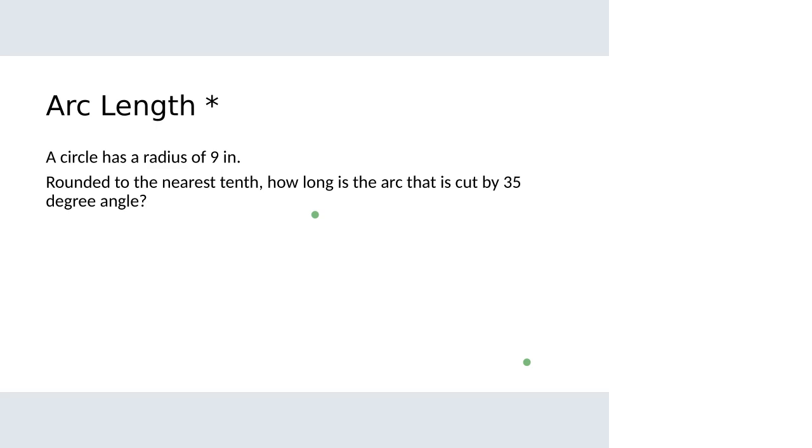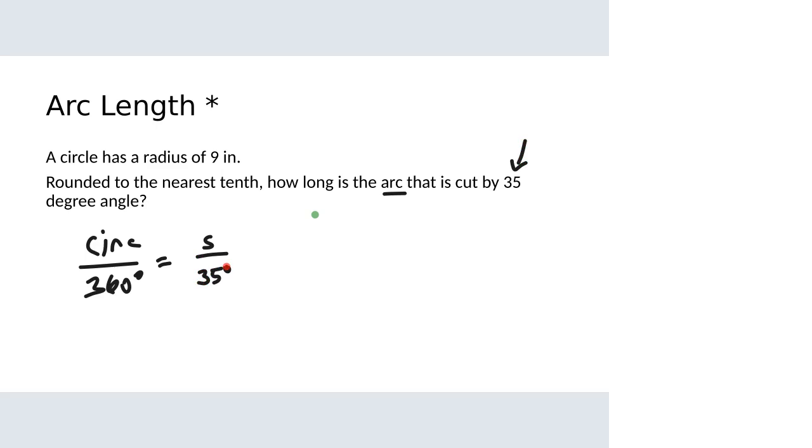So when we read this and we see a circle has a radius of 9, how long is the arc? As soon as we know we're being asked for arc length, we know we're going to set up a proportion here. Our proportion is going to be the circumference over 360 degrees is equal to the arc length over whatever angle I've been given, which here is 35 degrees.